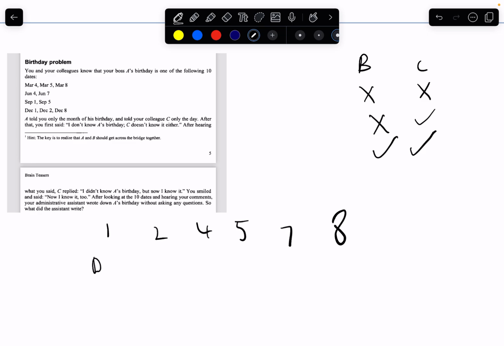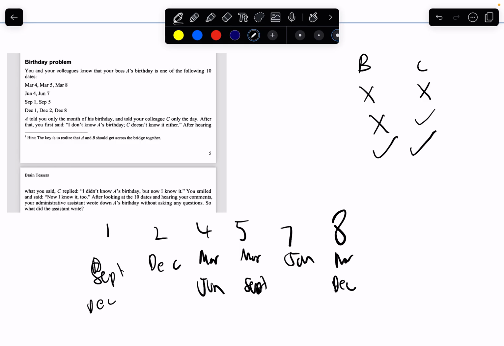The date 1 appears only in September and December. The date 2 appears in December only. Am I correct with that? Yeah. And let's say March and June have the date 4. The date 5 appears in March and September. Date 7 appears only in June, and the date 8 appears only in March and December.